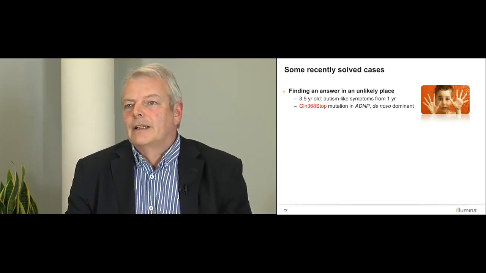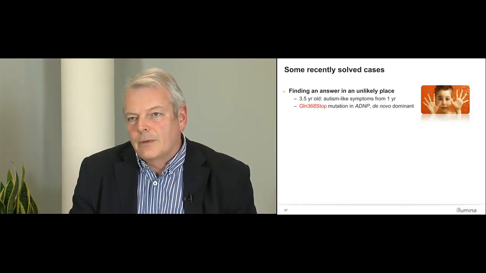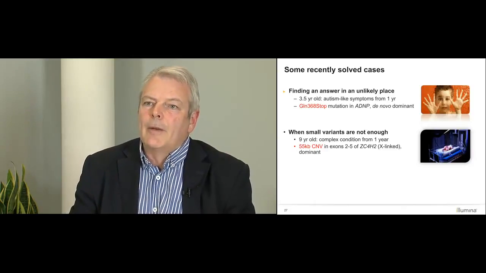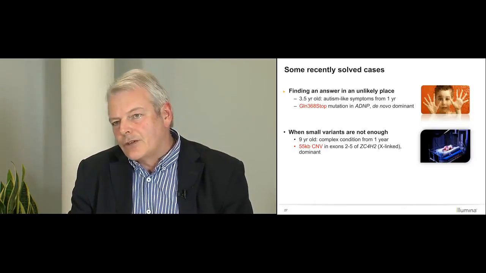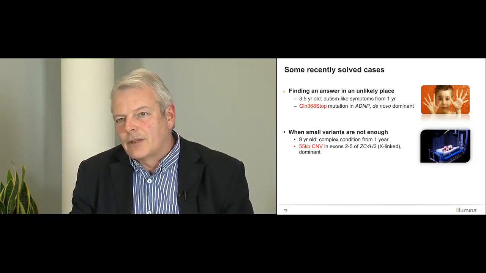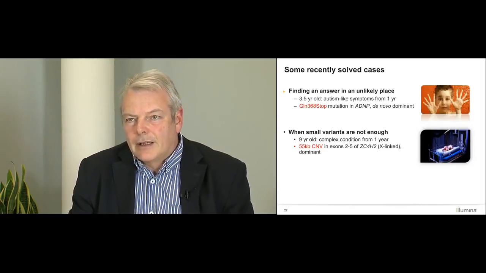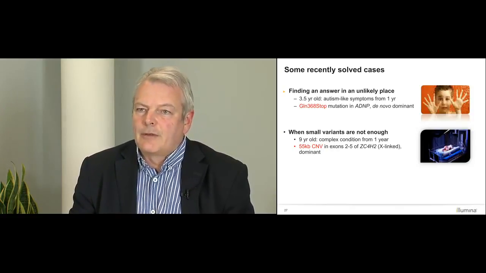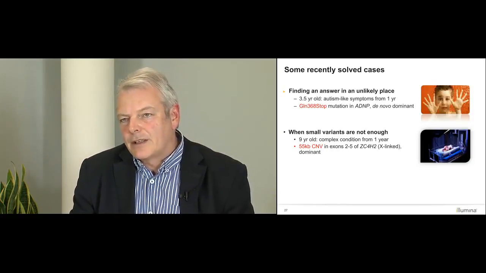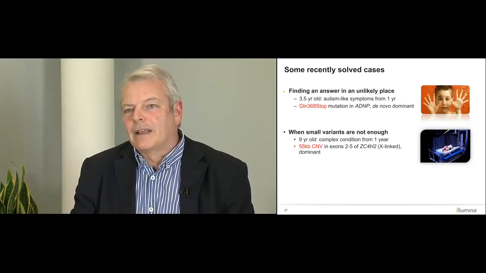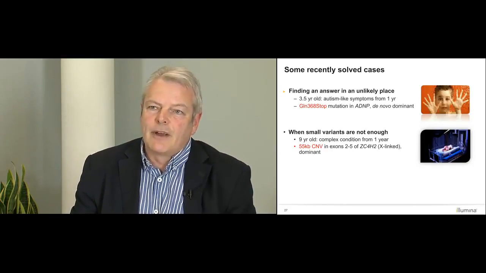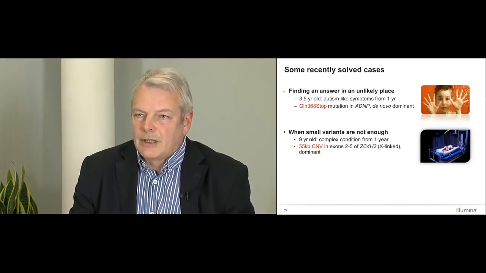The second is one where a 9-year-old had had a complex condition from 1 year. And it turned out that there was a really strong candidate gene for which previously nothing had been seen. Because we were now able to see CNVs, copy number variants, we were able to find in this very compelling candidate gene a 55 kilobase copy number variant, which indeed turned out to be a dominant effect in this condition.